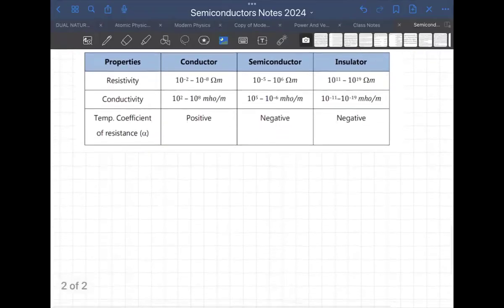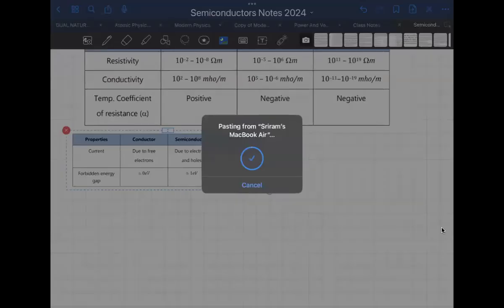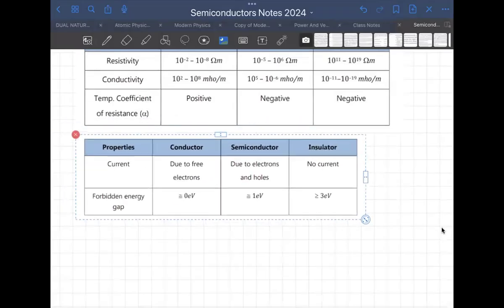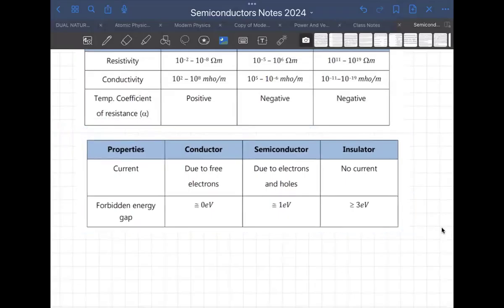What is happening in a conductor? When you maintain some potential difference in a conductor, the free electrons will be drifted, and that gives rise to current. In a particular solid, by maintaining potential difference across the ends, a potential gradient will form, and that will drift the electrons. So majority of conduction is due to free electrons.